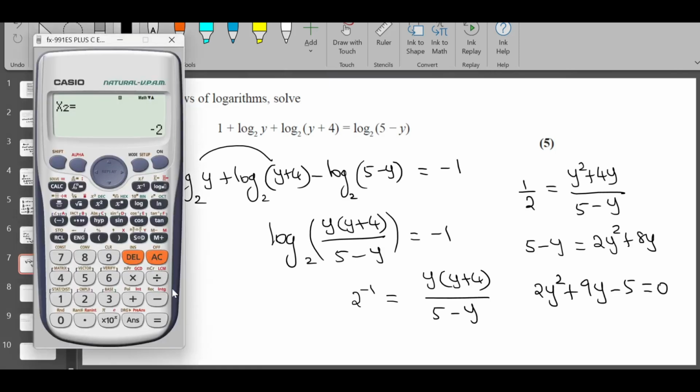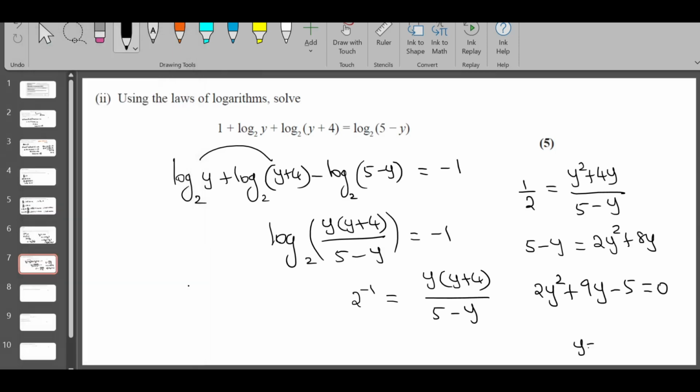Let's solve this quadratic. 2, 9, minus 5. You get 1 over 2, minus 5. You write it as 2y minus 1, y plus 5 is 0.